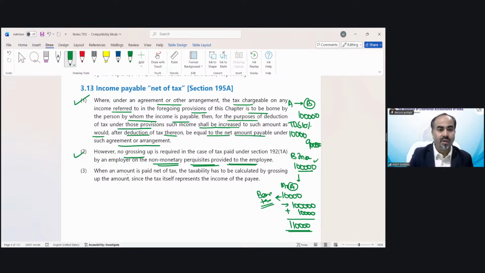Third one is a normal case. It says, suppose anyone has received any income after tax. Suppose the question says that Mr. B received 90,000 rupees income.